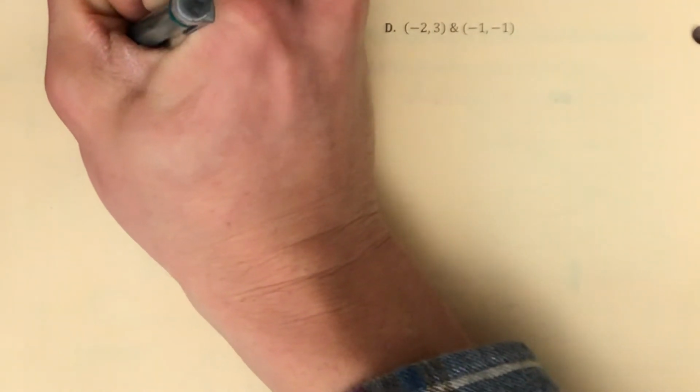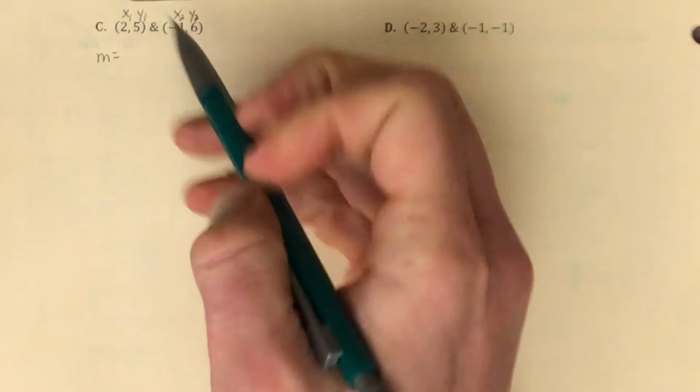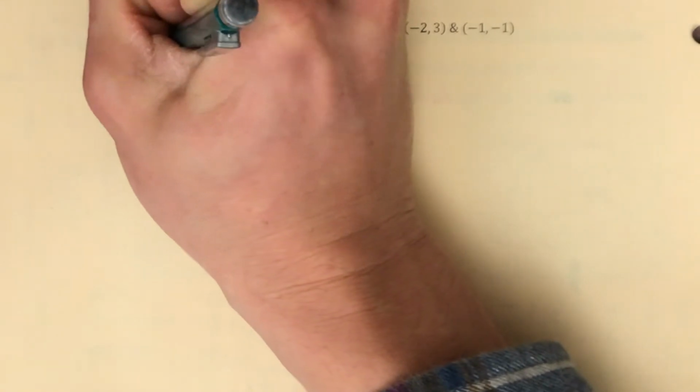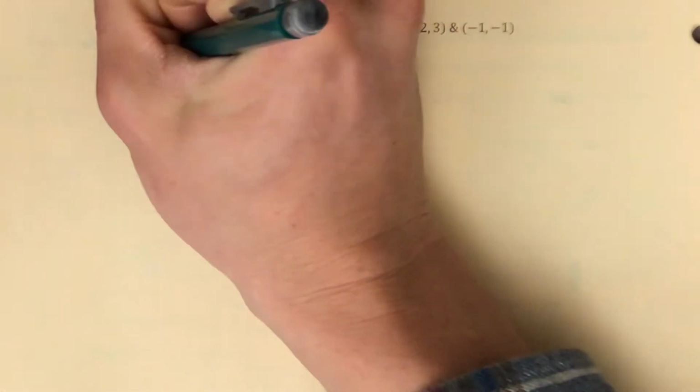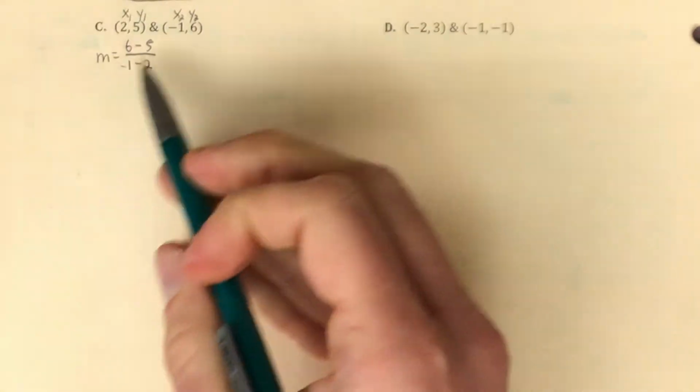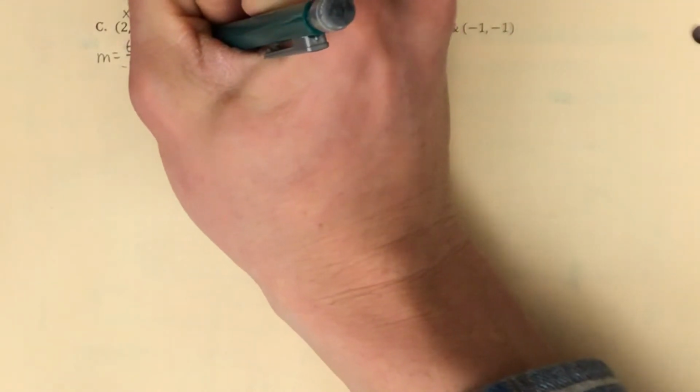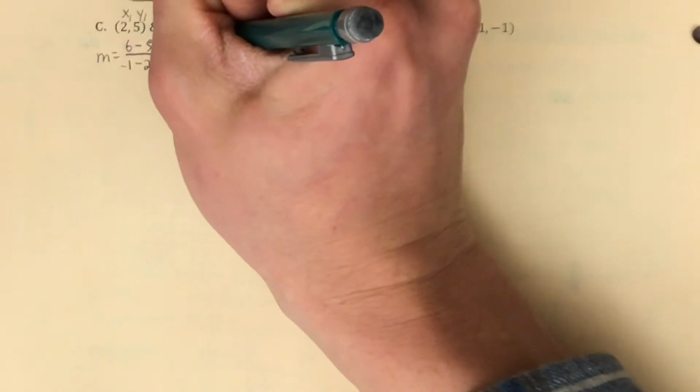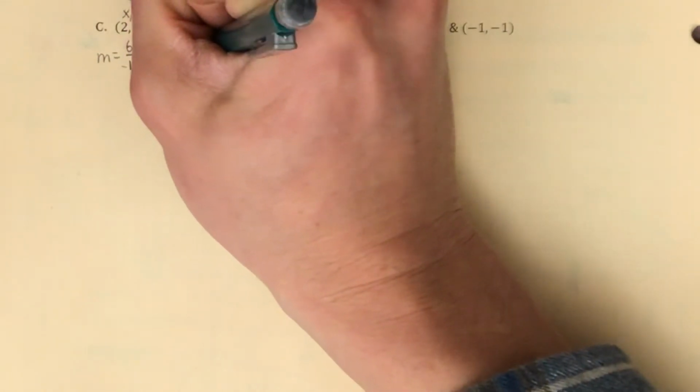So m equals y2, which is 6, minus y1, which is 5, over x2, which is -1, minus x1, which is 2. And then any double negatives to get rid of? Nope. So now do the work. So 6 minus 5 is 1, over -1 minus 2 is -3.